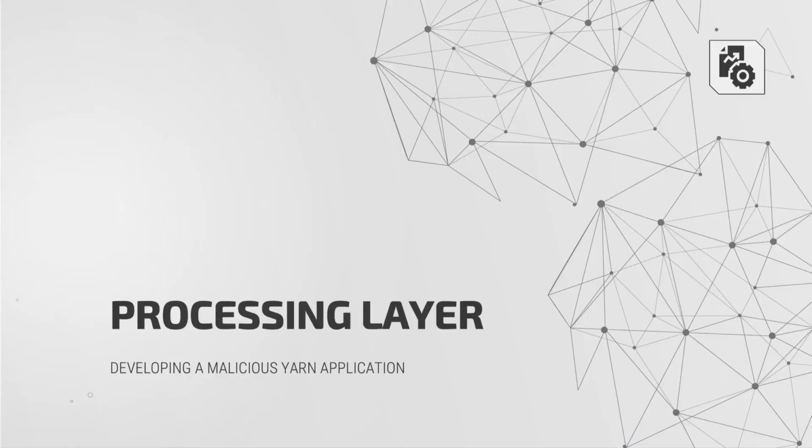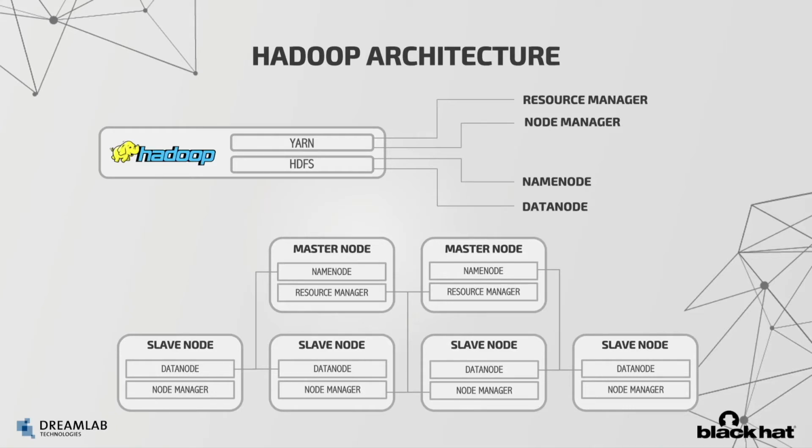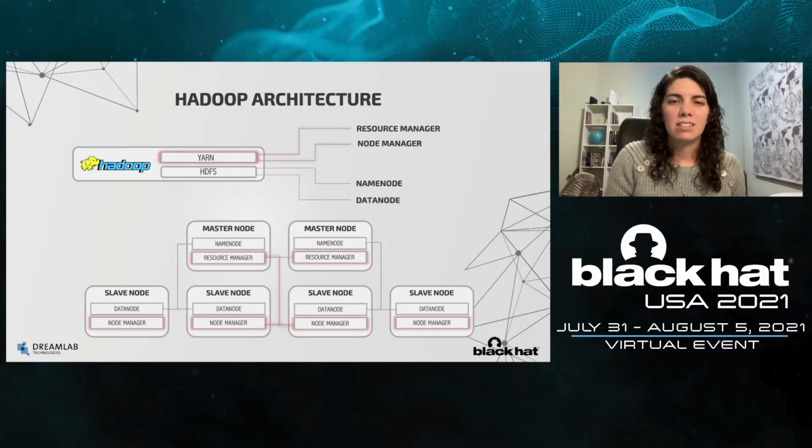Good. Okay, so let's jump into the processing layer and see how we can abuse yarn in this case. So back to the Hadoop architecture, just to remember, yarn takes care of the processing jobs over the data stored in the cluster. These jobs execute code in the data nodes. So our mission here is trying to find a way to remotely submit an application to yarn that executes a code or command that we want to execute in the cluster's nodes. Basically achieve a remote code execution through yarn.